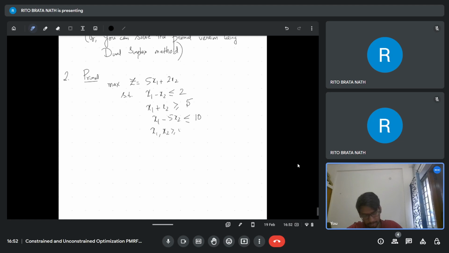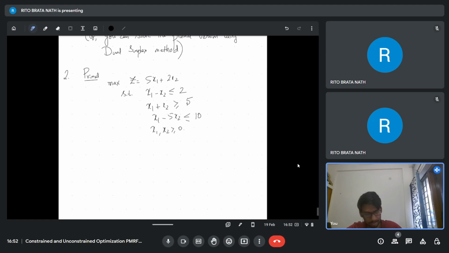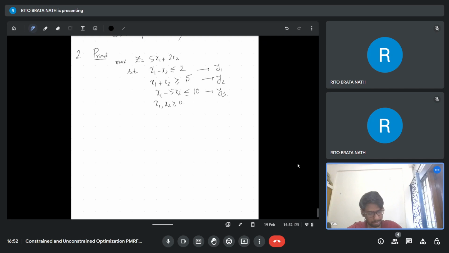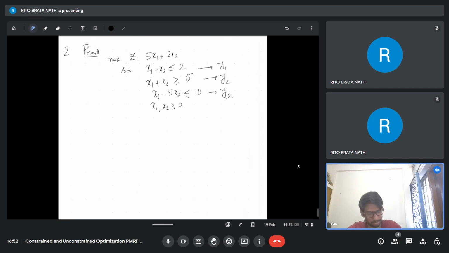x2 is greater. In that case, this will be one dual variable y1, this will be y2, this will be y3, and for the dual version now, you have to be careful, right? You have to convert it into less than equals to 10. So this is nothing but minus x1 minus x2 less than equals minus 5.